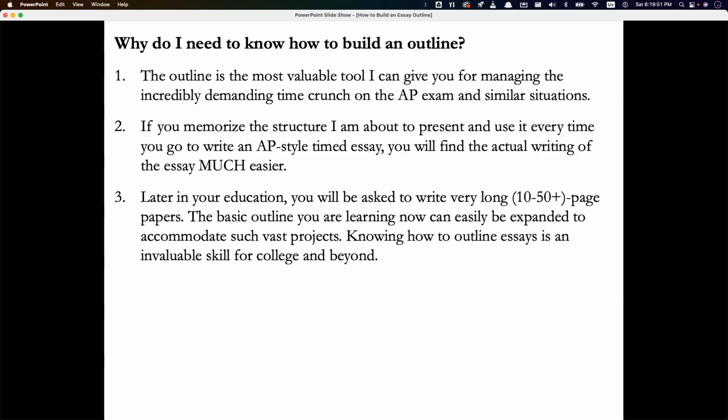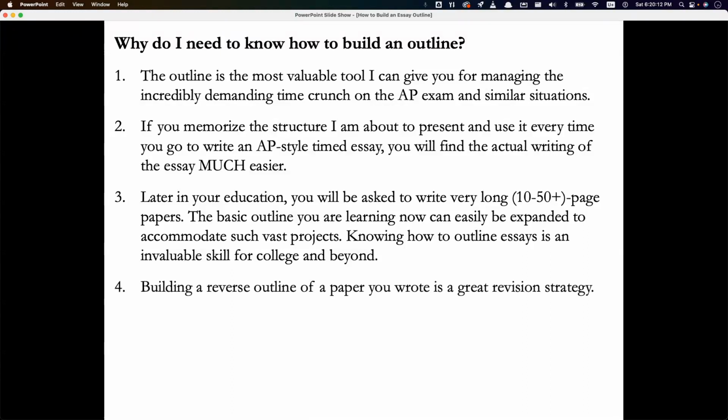And this basic outline structure can be expanded. It's so modular, you can build it out in such a way that it can accommodate all of these different projects, regardless of their length. So knowing how to do this in miniature now will set you up for success on those bigger projects later.